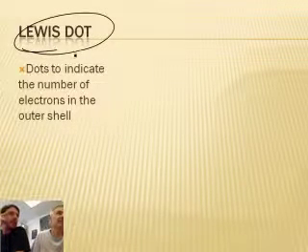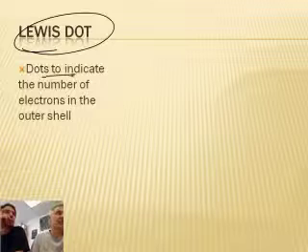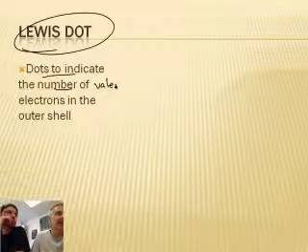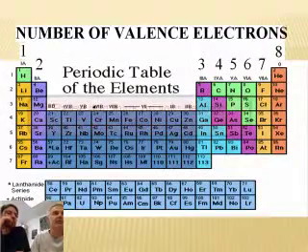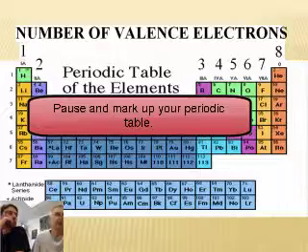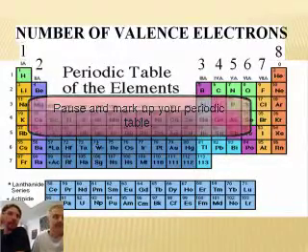All right, that leads us to a way that we symbolize things, something called the Lewis dot structures. The dots indicate the number of valence electrons, the electrons in the outer shell. Let's take a look. I want you to go to this slide here, take your periodic table out, and pause. We're not joking. Go.